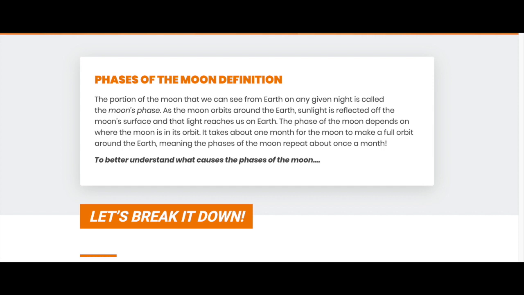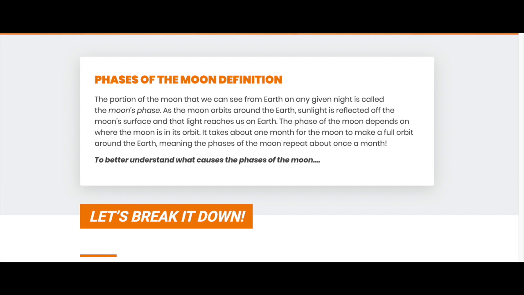Phases of the moon definition. The portion of the moon that we can see from the Earth on any given night is called the moon's phase. As the moon orbits around the Earth, sunlight is reflected off of the moon's surface and the light reaches us on Earth. The phase of the moon depends on where the moon is in its orbit. It takes about 1 month for the moon to make a full orbit around the Earth, meaning the phases of the moon repeat about once a month.